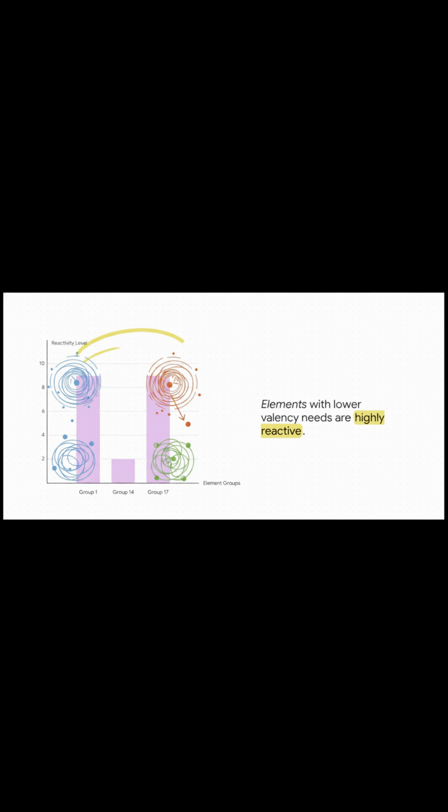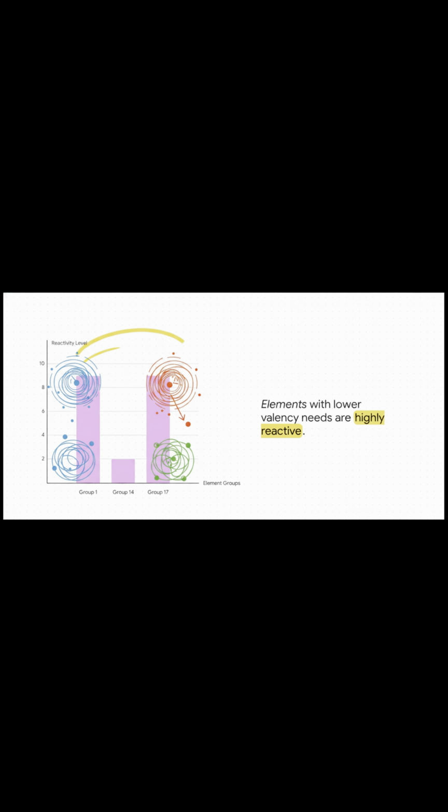Now here's the real secret to reactivity. Elements with lower needs react much faster. If you only need to lose one single electron, like group 1, or gain just one electron, like group 17, you are highly desperate and incredibly reactive. But if you're sitting right in the middle at group 14, like silicon, you need to manage 4 whole electrons. That takes way more work, making you far less reactive.